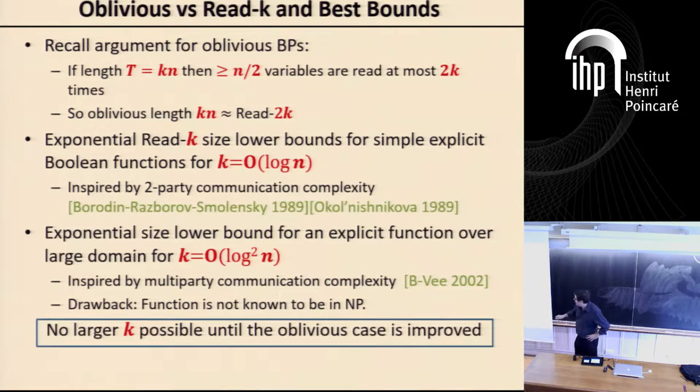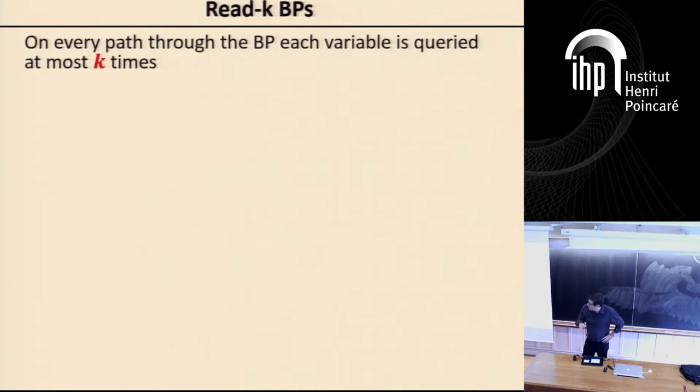But unless we can improve the oblivious branching program lower bounds, read-k corresponds to time n times k, so n log squared n was the largest oblivious branching program lower bound. We're not going to be able to prove stronger bounds for read-k or any of this. And that oblivious case is, in fact, a bottleneck, as we'll talk about later. So in a read-k branching program, on every path through the branching program, each variable is queried at most k times.